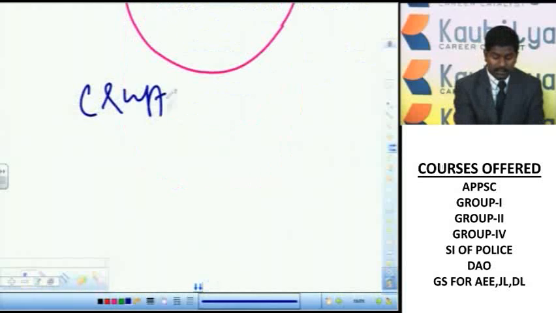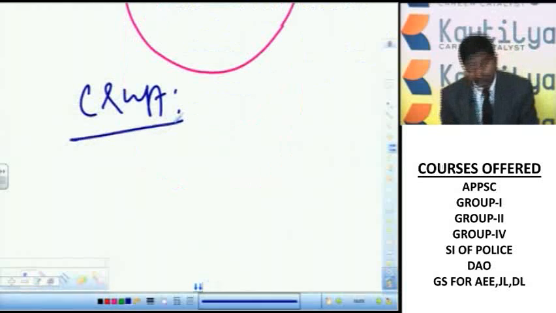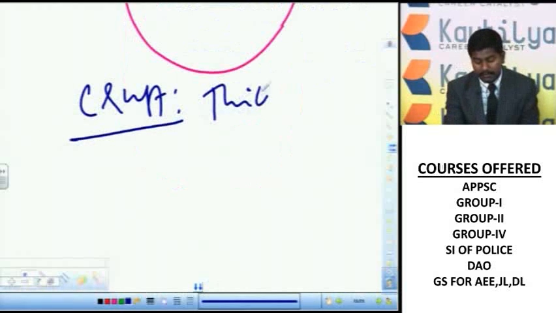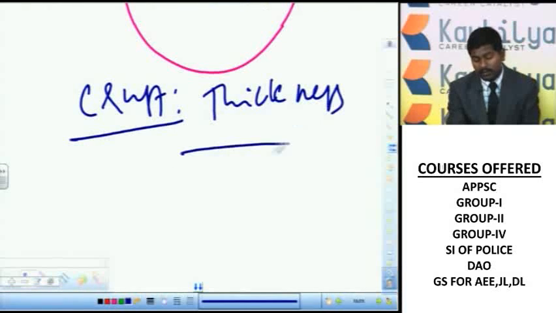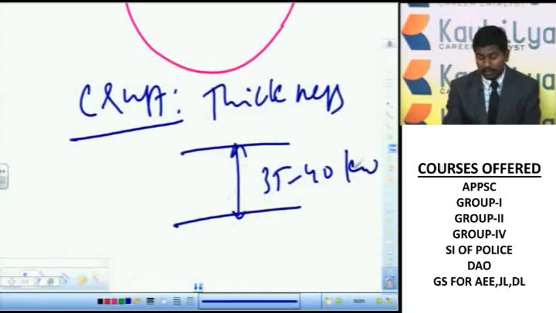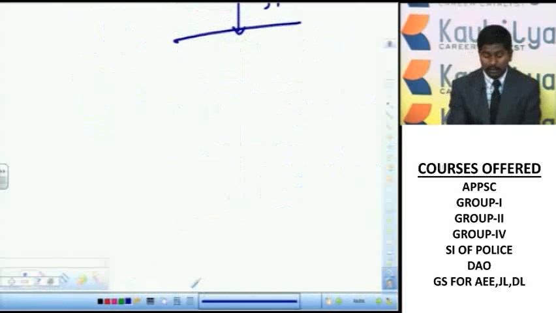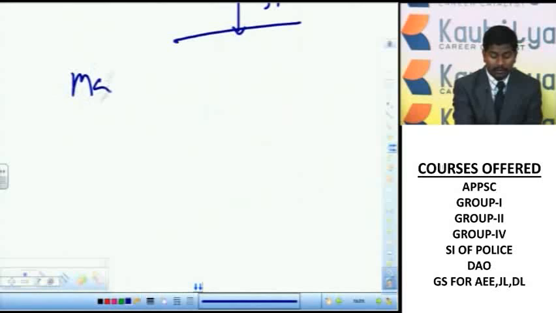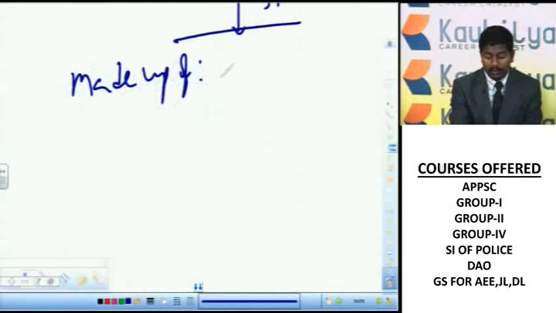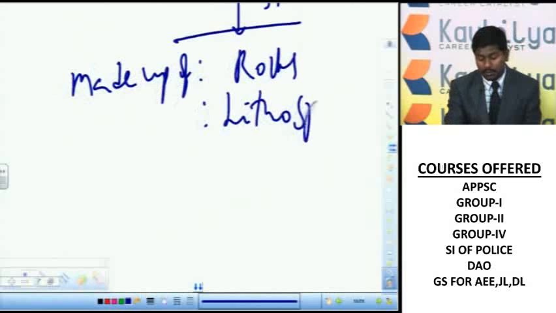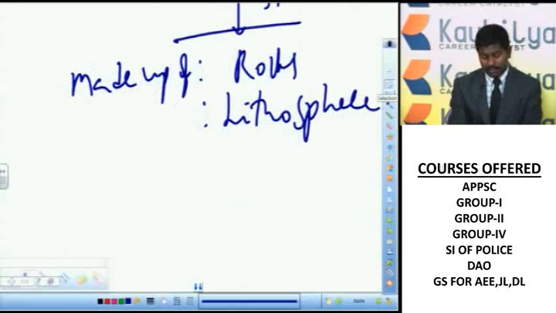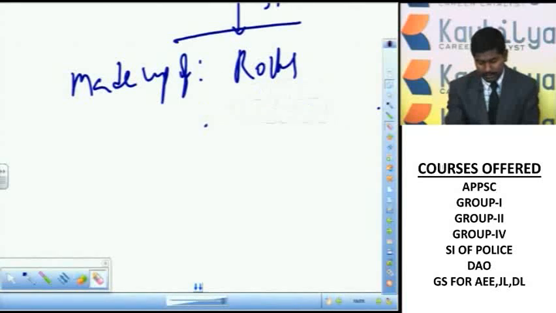First it is the crust. The thickness of the crust is from the earth surface to a depth of 35 to 40 kilometers. This crust is made up of rocks, and that's why the crust is part of what is called the lithosphere. It is composed of rocks, or liths.